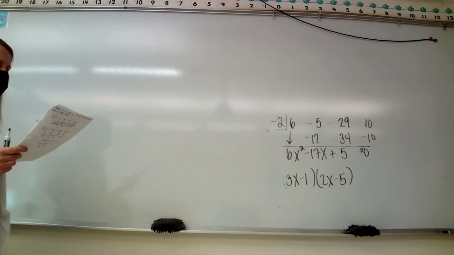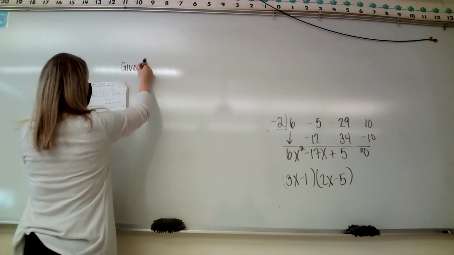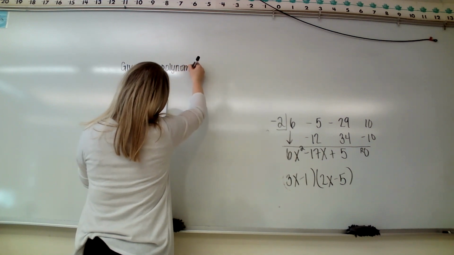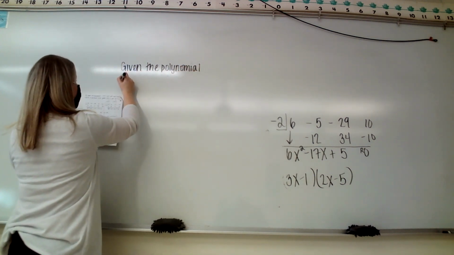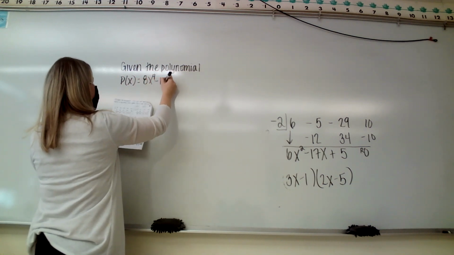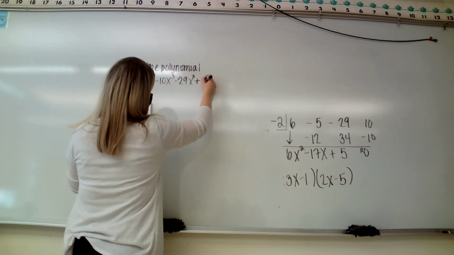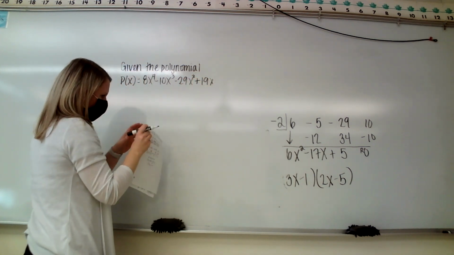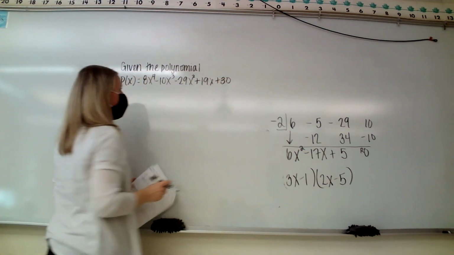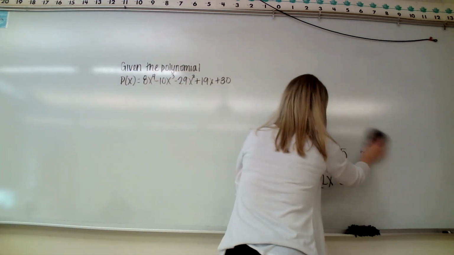Which one am I giving to you? So given a polynomial P of x, it's going to equal 8x to the fourth minus 10x to the third minus 29x squared plus 19x plus 30. Okay, what a beauty. So it's just giving me a polynomial. That's exciting. It's kind of just what you start with.